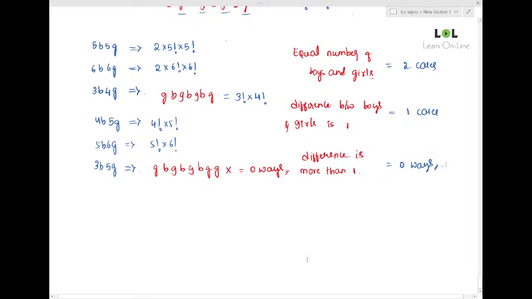Am I clear with the alternate position, everybody? Am I clear with the alternate position? Please confirm, everyone. So that we'll go to the next point.